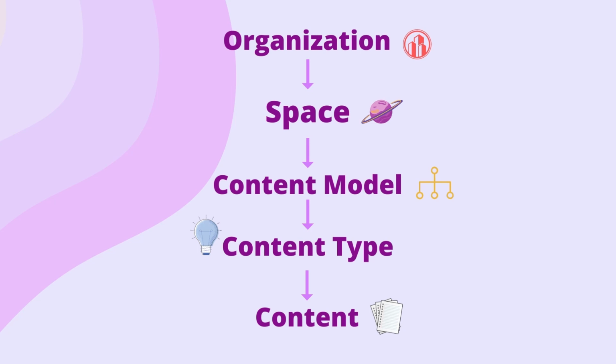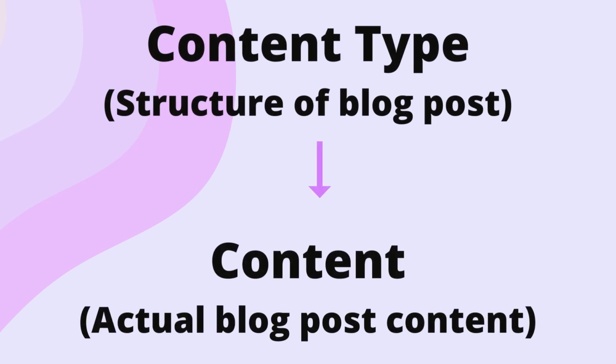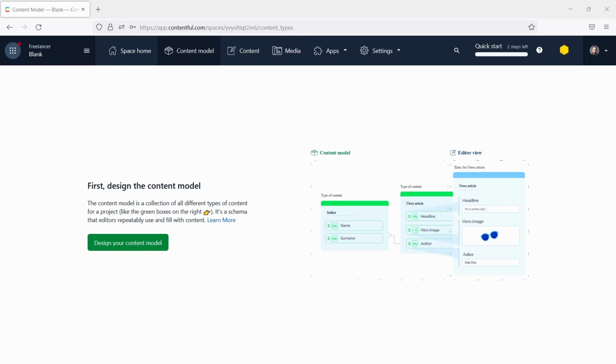If you consider our blog application, content type is the structure of a single blog post, and it will have various fields like title, content, summary, etc. We are only concerned about adding content type and content for our blog application. So we will come back to Contentful and create a content type and some content.